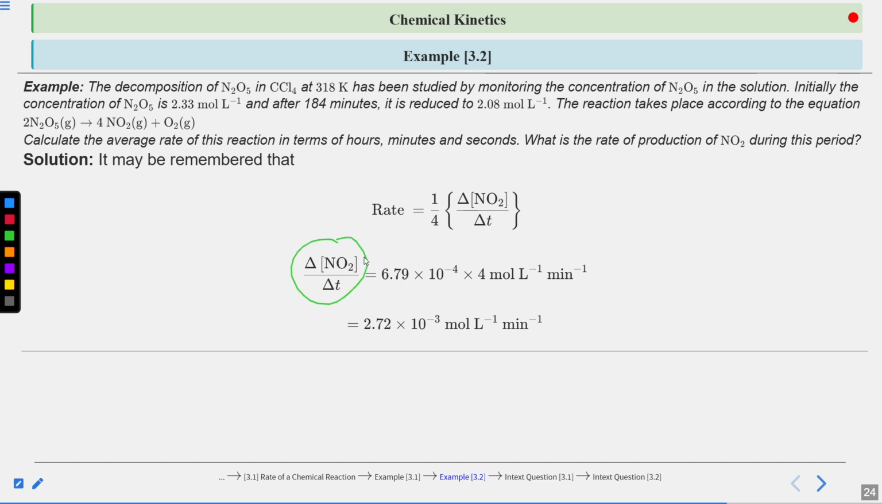Why do we calculate this quantity? Because this is the rate of production of NO2. This is defined as the rate of production of NO2, which is equal to this much. Okay, so this is how you can answer this question.